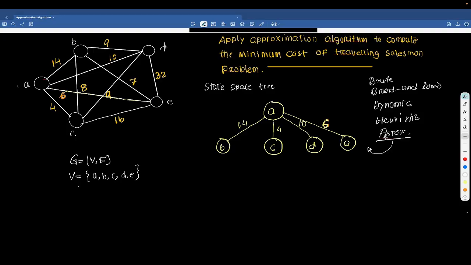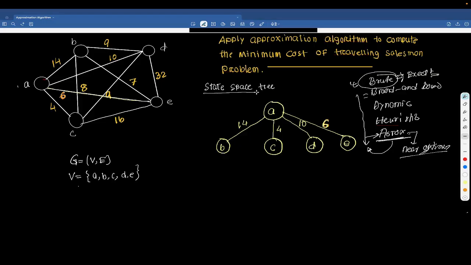But to understand the difference between the approximation algorithm and other algorithms, we have taken a brute force approach to examine and will compare the performance of both the algorithms. Because the brute force gives the exact minimum value, and the approximation will give a near optimum solution. So we will see at the end how these two results are different. Let's start with the greedy approach.